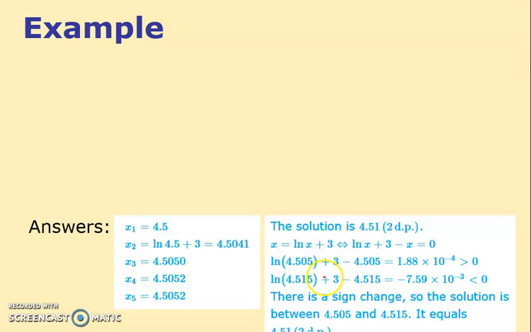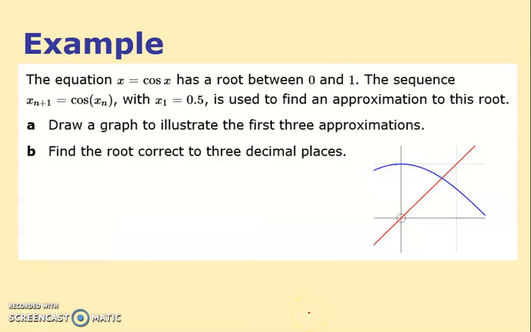What have I got here? And that's exactly what these posh answers have done. In fact, they've rearranged it in exactly the same way as me. So there's a change of sign, therefore it is equal to 4.51. I'm not sure if you can quite see that to 2dp.